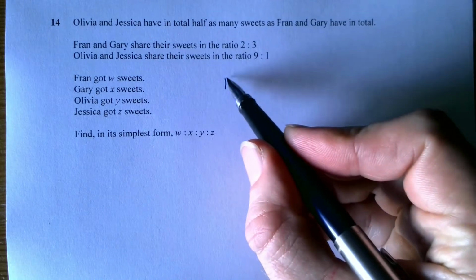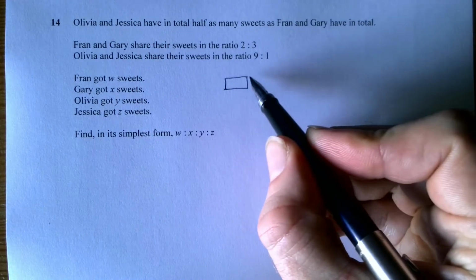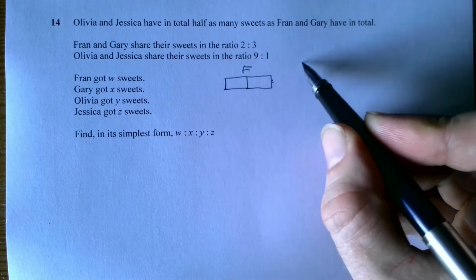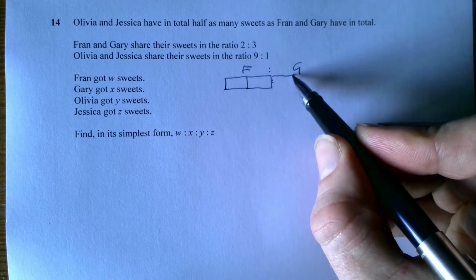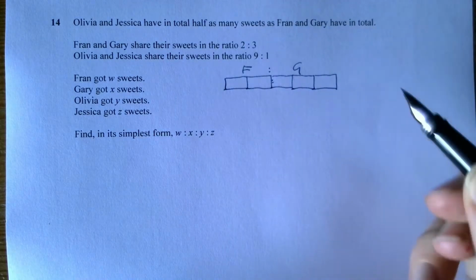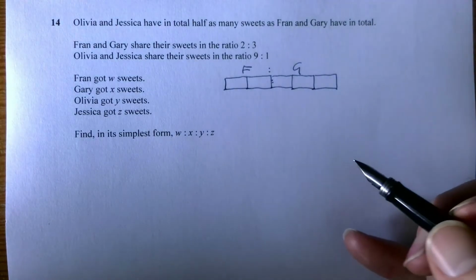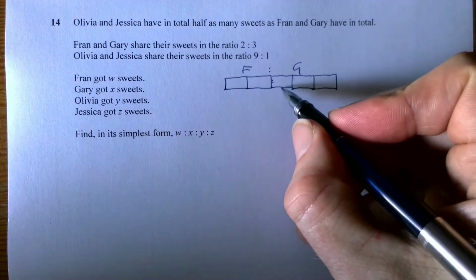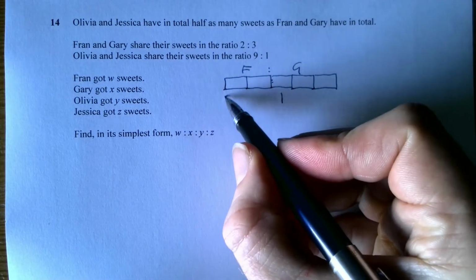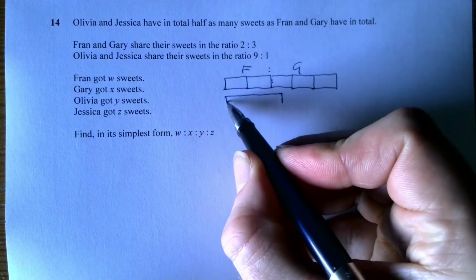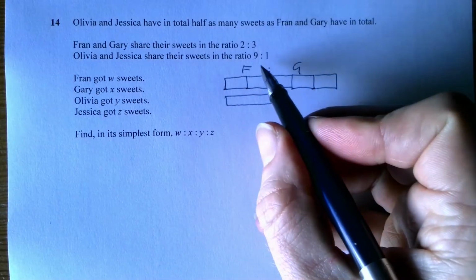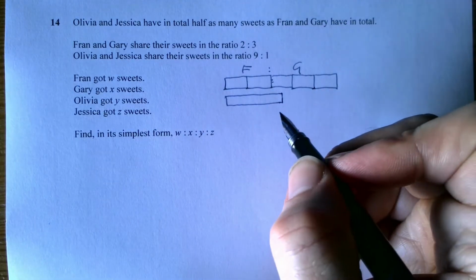I'm just going to start off by thinking, right, 2 to 3. Fran, she's got her 2 parts there, to Gary, he's got 3. So if we just draw 5 boxes about the same size like that, then Olivia and Jessica are going to share half the amount. So I'm just going to put another bar in that goes along to exactly sort of halfway. And then I'm thinking, right, I know that there's 10 parts all together here.